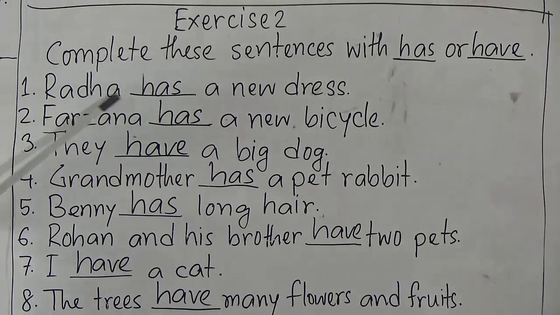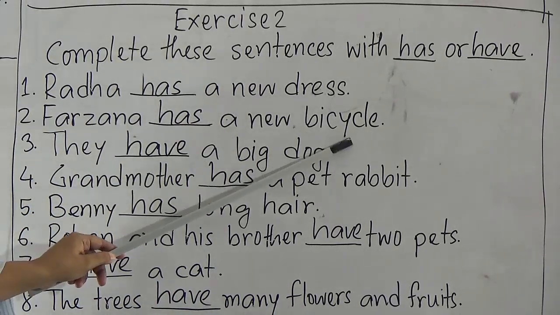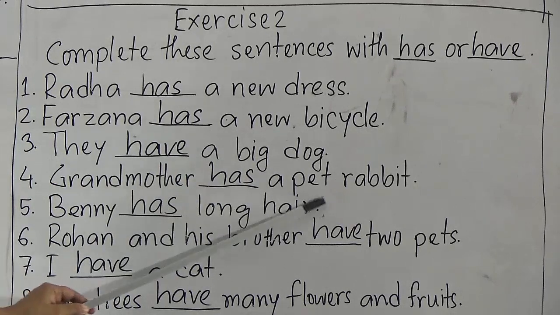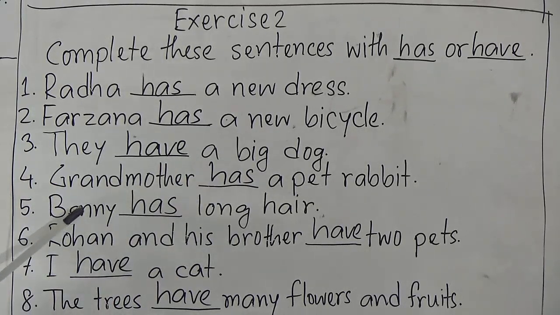So what are our sentences? Number 1, Radha has a new dress. Number 2, Farzana has a new bicycle. Number 3, they have a big dog. Number 4, grandmother has a pet rabbit. Number 5, Benny has long hair. Number 6, Rohan and his brother have 2 pets. Number 7, I have a cat. Number 8, the trees have many flowers and fruits.